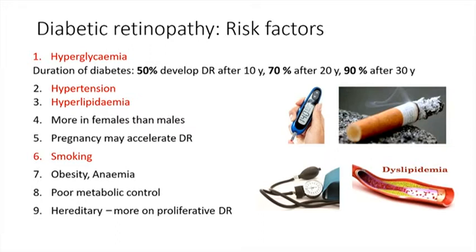Hypertension and hyperlipidemia add more risk to the development of diabetic retinopathy in diabetic patients. In addition to that, females are more commonly affected. Pregnancy itself is a cause for diabetic retinopathy. Then smoking, obesity, poor metabolic control, and heredity. When it comes to heredity, there is a small percentage of people who have very uncontrolled diabetes for more than 30 years but do not develop retinopathy, but that is only a small percentage of people.